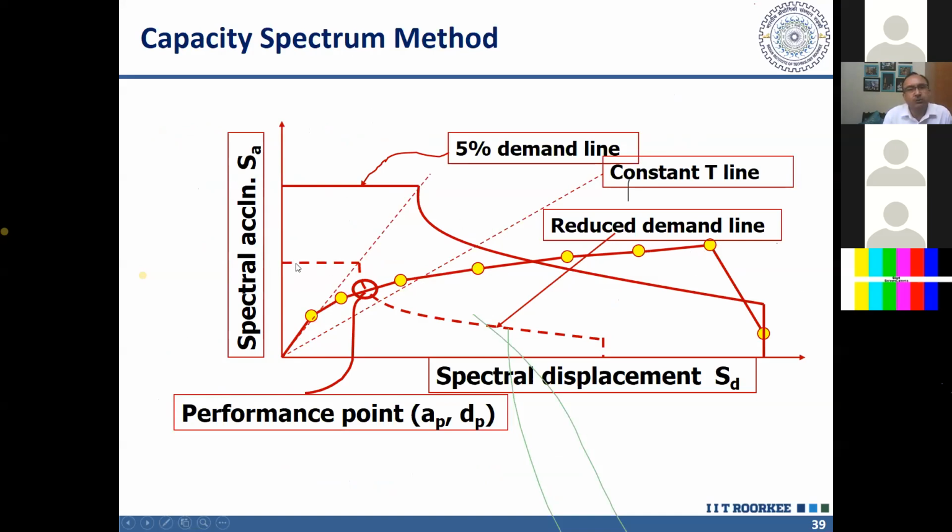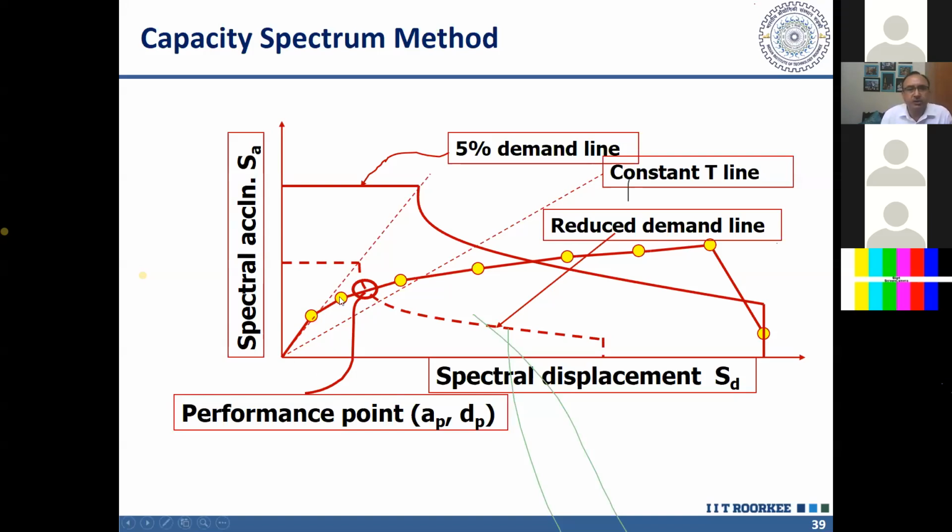So what I have to do, I have to obtain the intersection of the two iteratively in such a way that at this point, the damping of the demand curve and the capacity curve is equal. So iteratively, I go on reducing this curve and check whether it is intersecting at the same point, which corresponds to the same value of ductility or not. So if it is satisfying the same damping in the demand curve and the capacity curve, then we can call this the performance point. And this performance point is representing the displacement which my structure will undergo during earthquake.